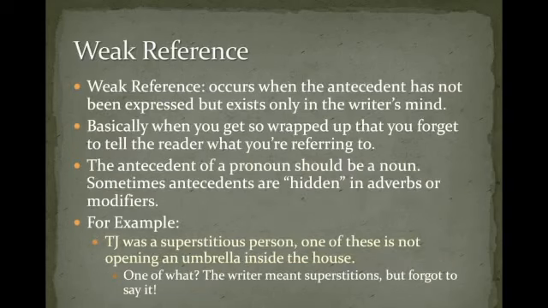Now, a weak reference occurs when the antecedent has not been expressed, but exists only in the writer's mind. Basically, when you get so wrapped up that you forget to tell the reader who or what you're referring to. Now, the antecedent of a pronoun should be a noun, but sometimes these antecedents are hidden in adverbs or modifiers. For example, TJ was a superstitious person. One of these is not opening an umbrella inside the house. Wait, what is one? The writer meant the superstitions was one of them, but they forgot to say it.